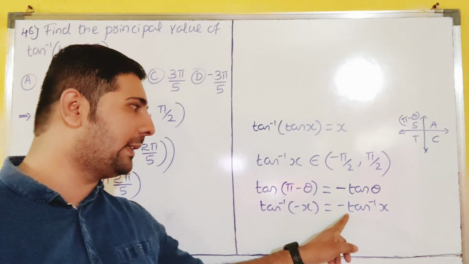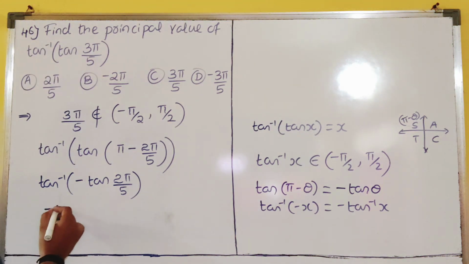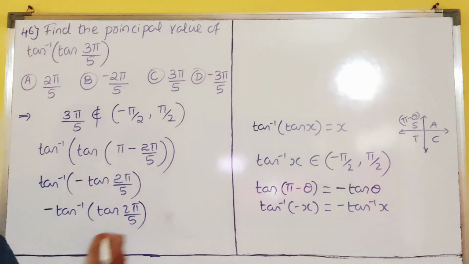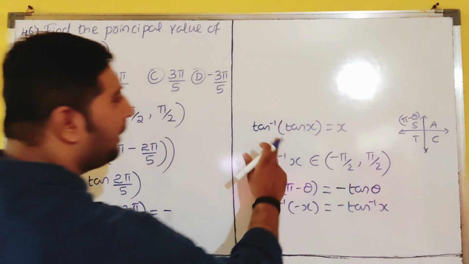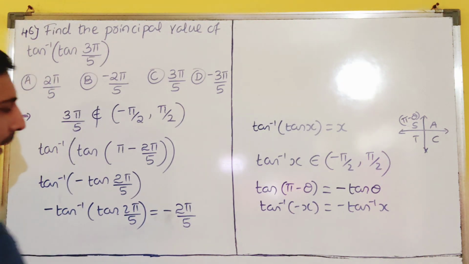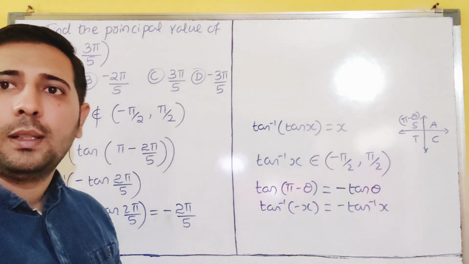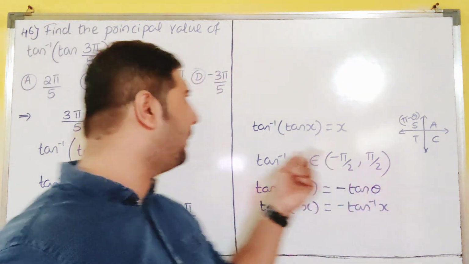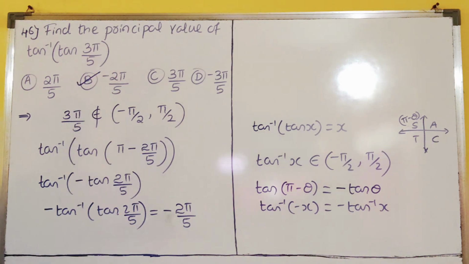Tan inverse of minus x is minus tan inverse x. I can write tan inverse of minus x is minus tan inverse x. Minus I will write as is, and tan inverse x I will write, where x is tan 2 pi by 5. Tan inverse of tan x is what? x only, where x is 2 pi by 5. So now you see, pi by 5 means how much? 36. 36 into 2 is 72. Minus 72 will come in this range. So then our answer is minus 2 pi by 5, that is correct. That is B, for bingo, dear students.